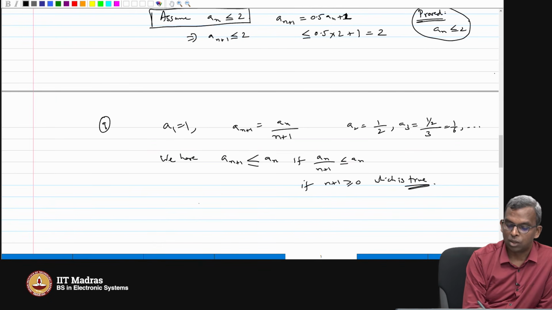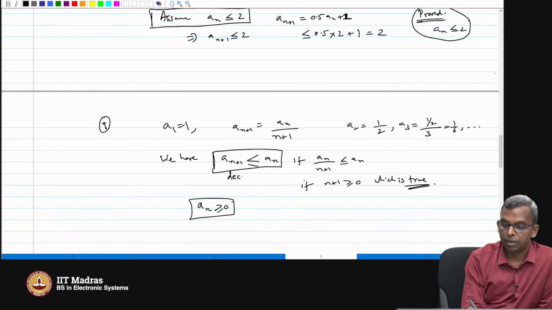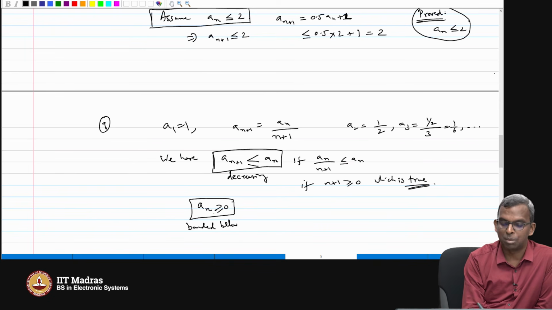And now, boundedness is also very easy. You can easily claim an is less than or equal to 1, right. So, it is bounded, it is monotonic. I am sorry, I need more, like an greater than or equal to 0, because this is monotonically decreasing. So, it is decreasing, bounded below. Okay. So, this is a very obvious statement that an is non-negative. So, MCT applies.